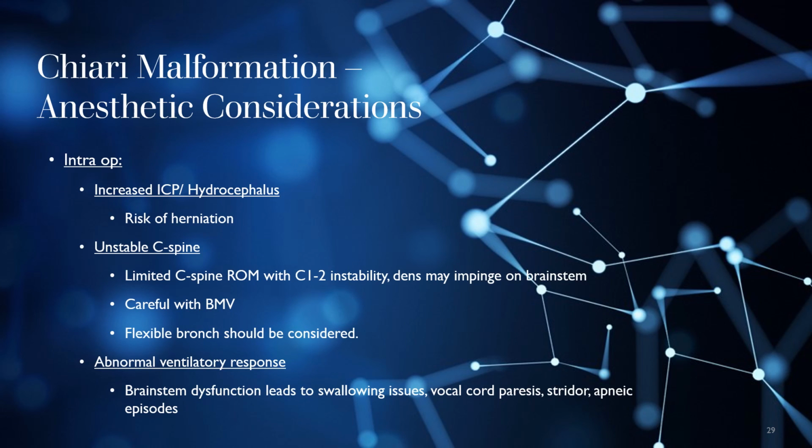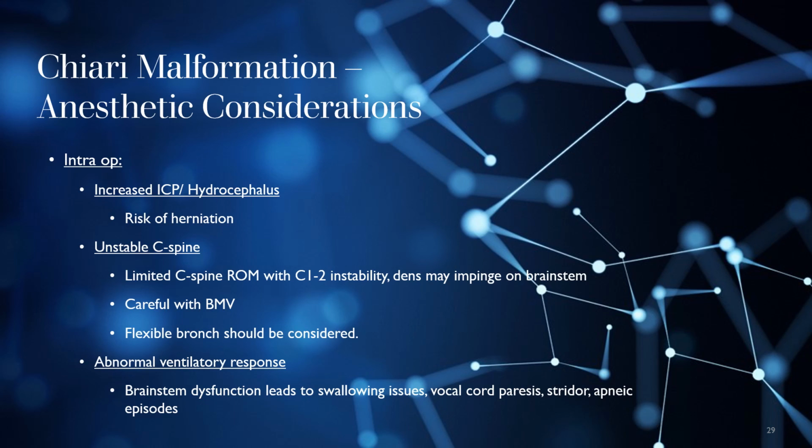Intraoperatively, we have our increased ICP goals. They're at higher risk for herniation, and so that should be definitely a consideration. They may have an unstable C-spine with limited C-spine range of motion and C1-2 instability, as the dens may impinge on the actual brainstem itself. Care should be taken with bag mask ventilation, and a flexible bronch should always be considered just to avoid any neck manipulation.